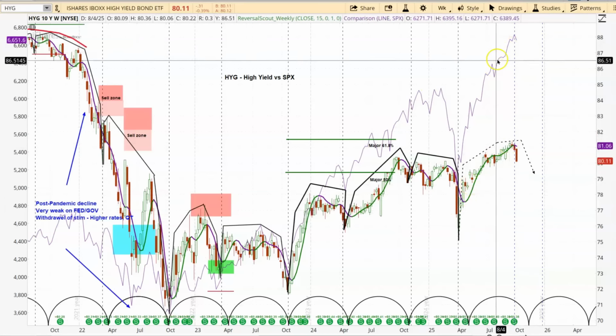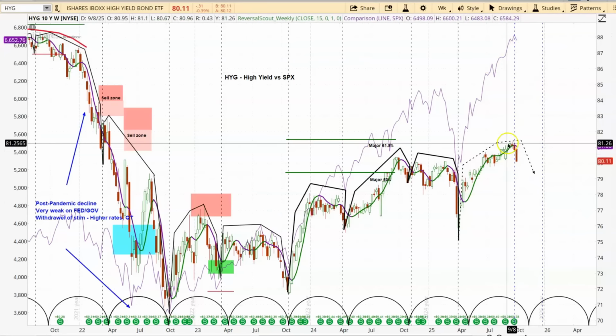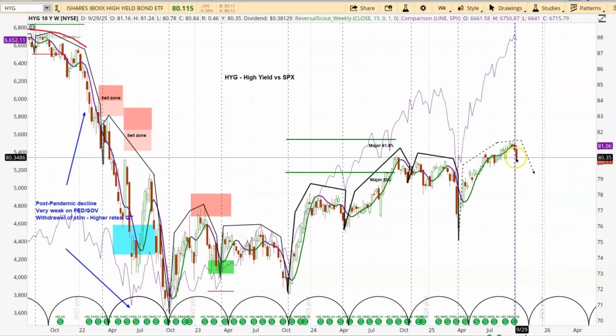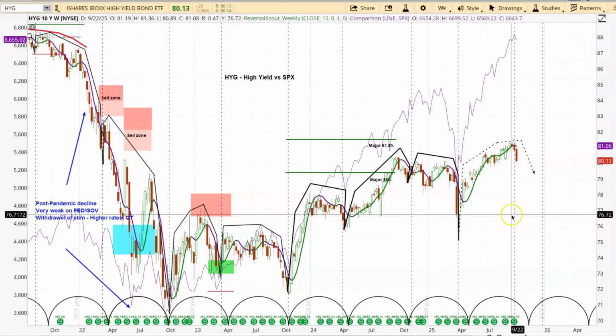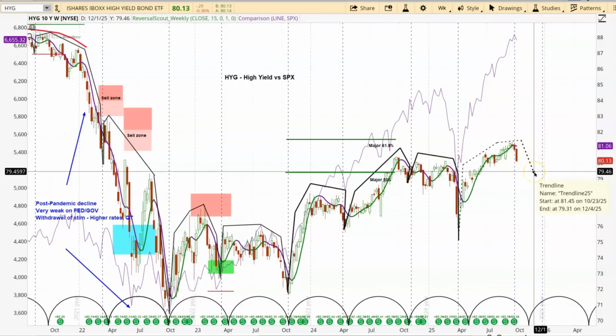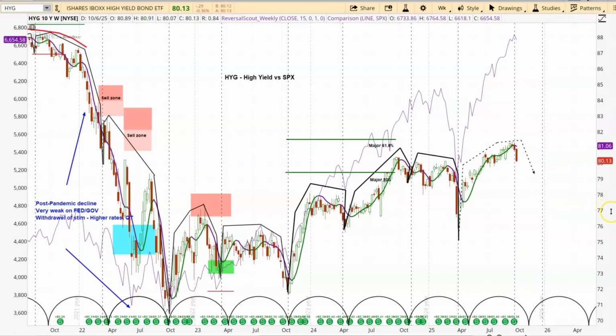And now you can see as the stock market has continued up, this has now turned down, and the reversal scout has turned down. And interestingly, these money flow rhythms that we see in here point to a further decline out into the end of this year or the beginning of next year.